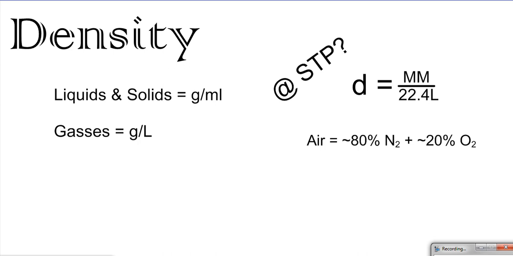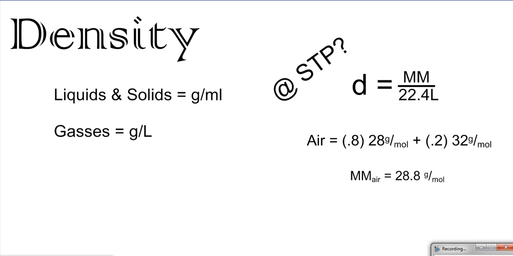So nitrogen, I have 2 nitrogen atoms, each atom's 14, so 2 times 14, I have a molar mass of 28. Oxygen is 16, 2 oxygen atoms, 2 times 16 is 32, sorry. So the average atomic mass of air, we can say it comes out to be 28.8. So a molar mass of air, 28.8.